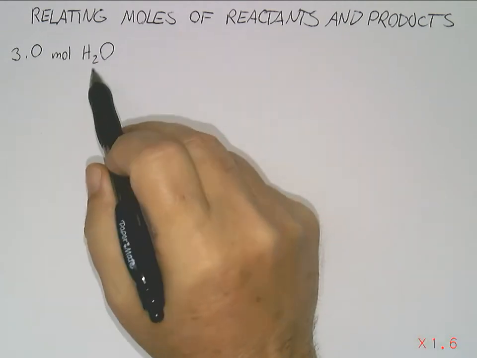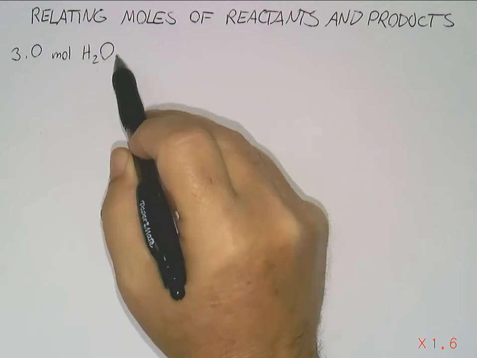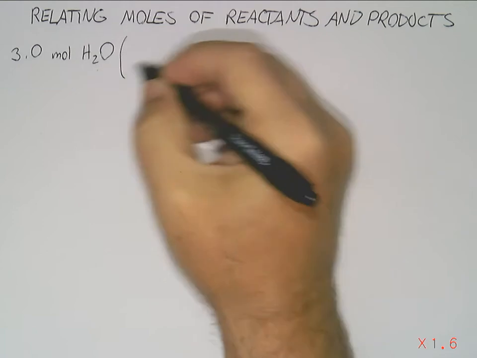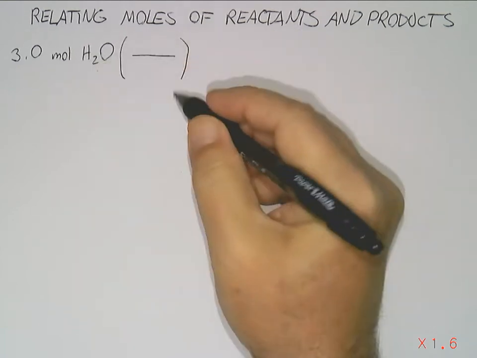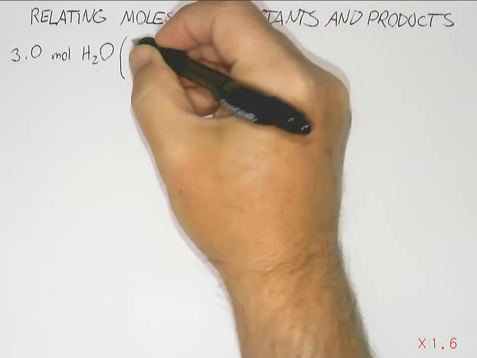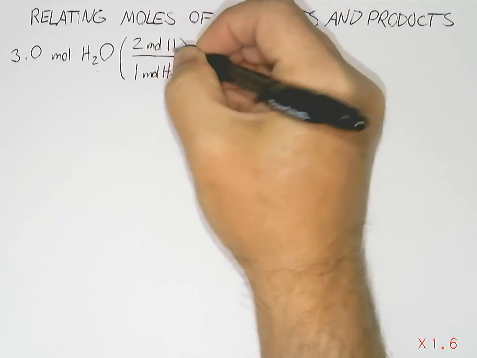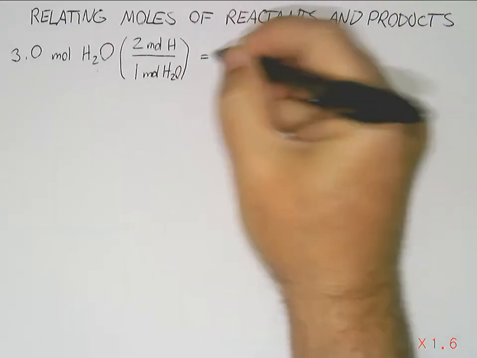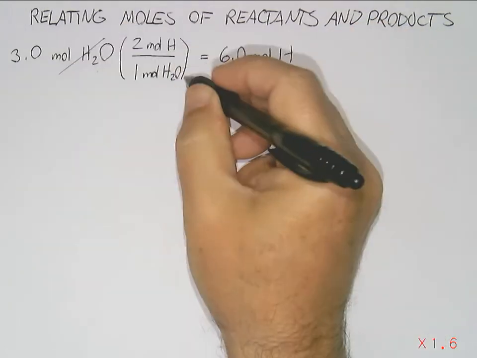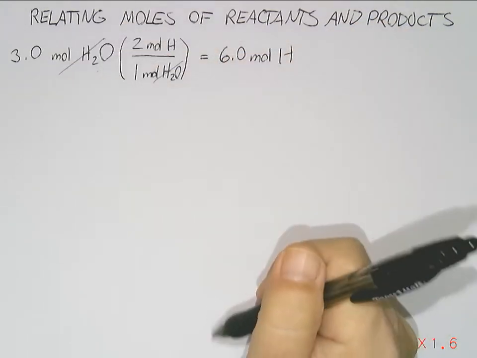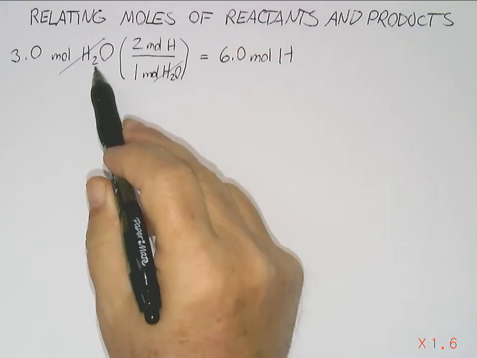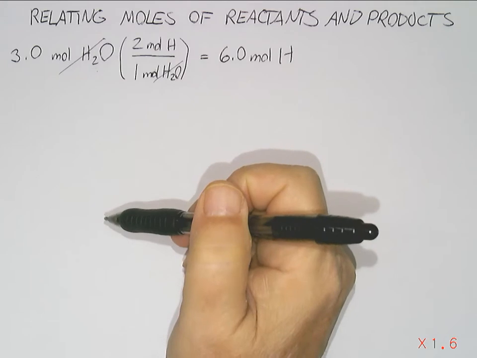Well, I can do this in my head. There's 2 moles of H for every 1 mole of H2O, so it should be 6 moles. But I can look at it this way too. The formula tells me that for every 1 mole of H2O, I have 2 moles of H. And I had to put the 1 mole of H2O on the bottom so that the units would cancel out there. So I can get this mole-to-mole ratio from the formula. The subscripts give me those mole-to-mole ratios.